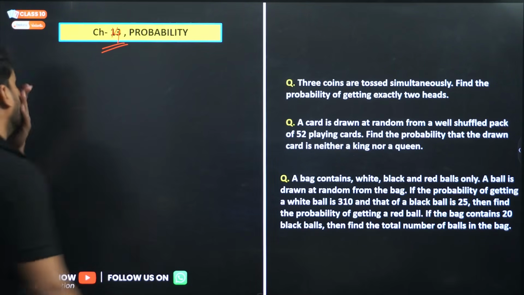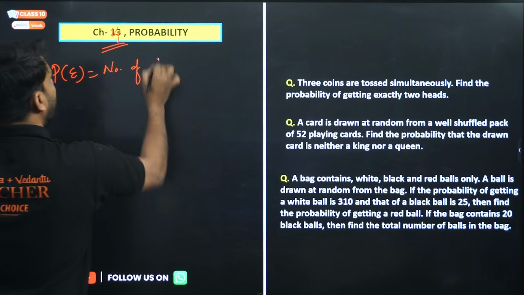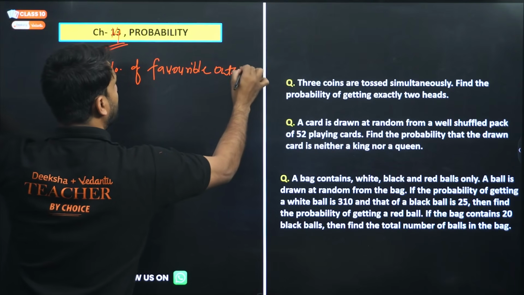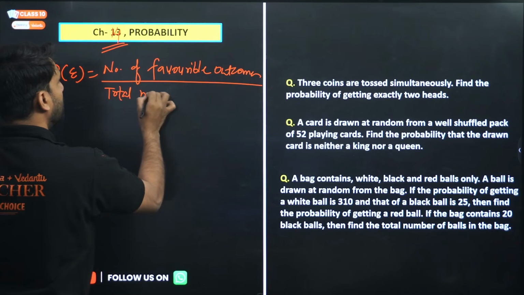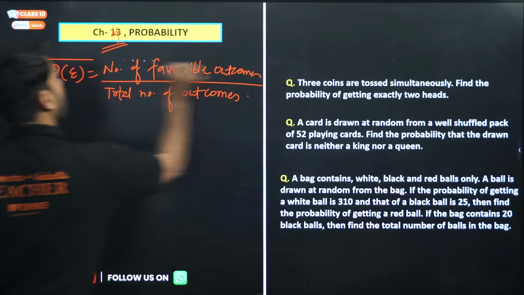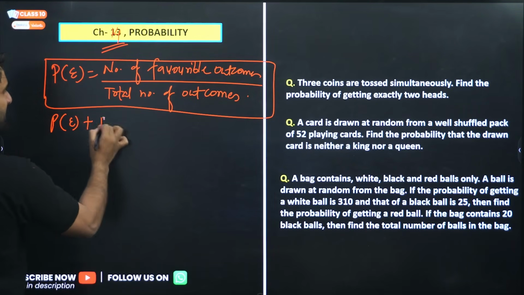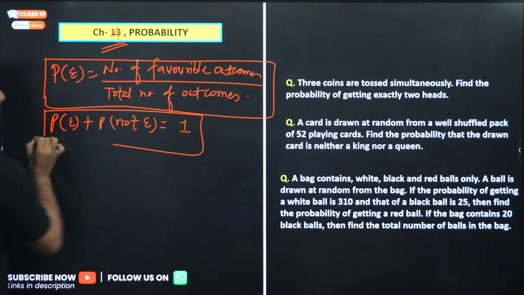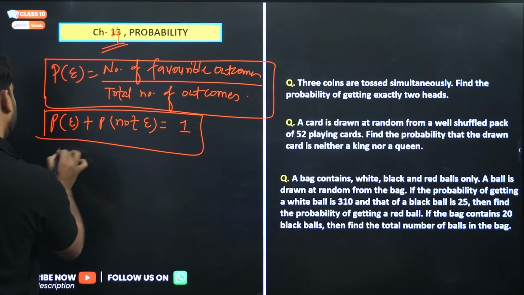Probability, my dear. In probability, the probability of any event is equal to the number of favorable outcomes divided by the total number of outcomes. This is called probability. This formula will play an important role. The probability of the event happening plus the probability of the same event not happening is always equal to 1. So in probability, there are so many concepts.